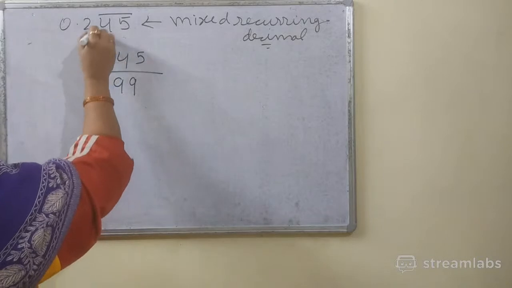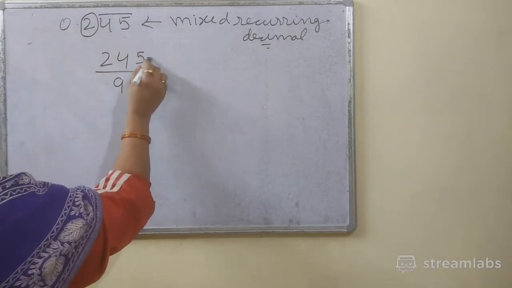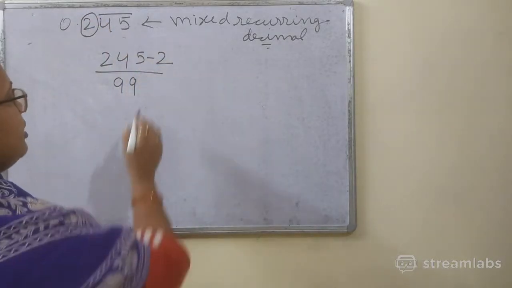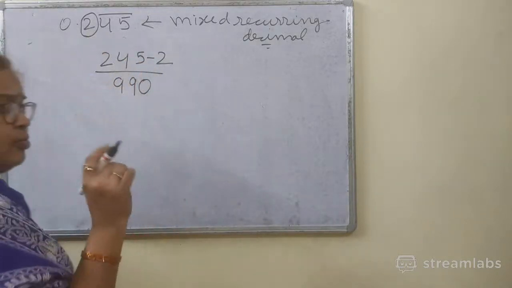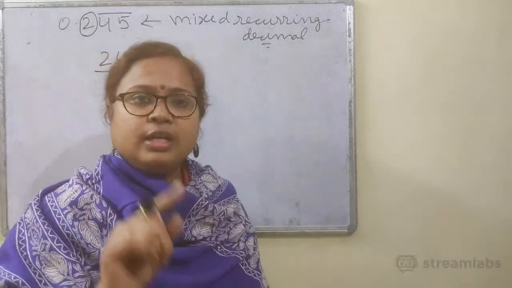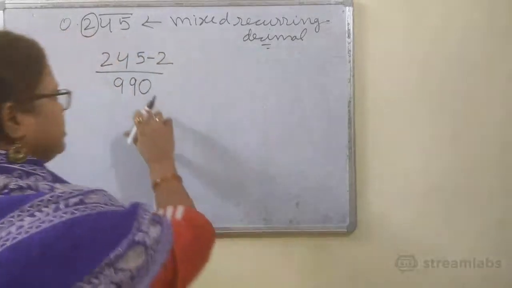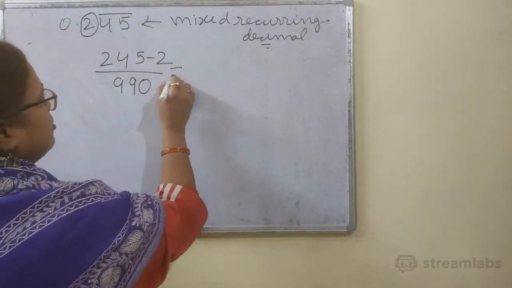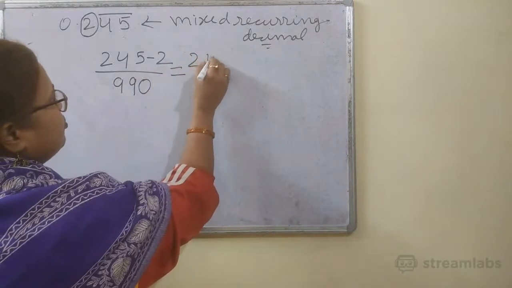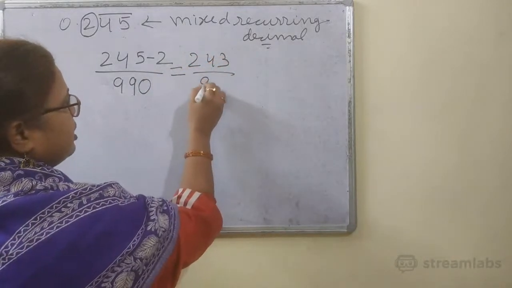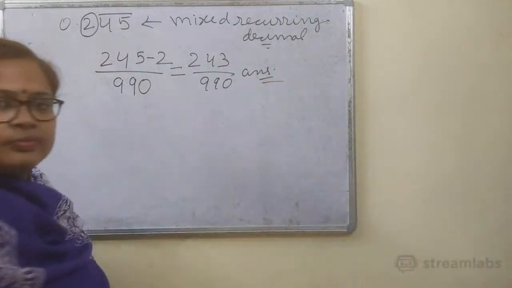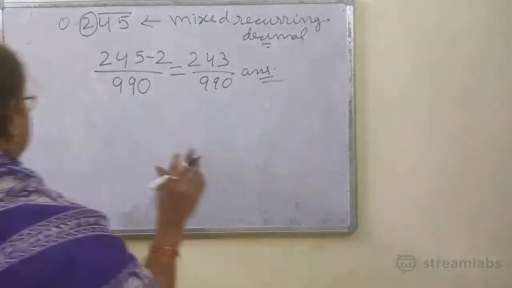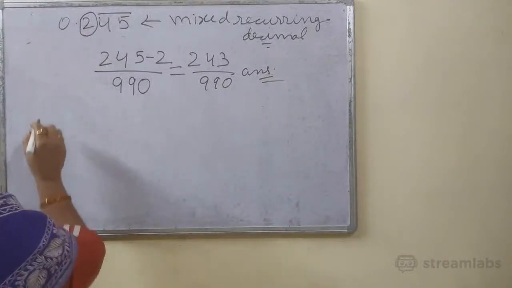Then what do you do? This non-recurring part you subtract. And here write 0. If one digit is non-recurring, then you write 1 zero. Clear? So now subtract it. So 2, 4, 9, 9, 0, and this will be the answer. Clear? Let's solve one more question. Then it will be clear.